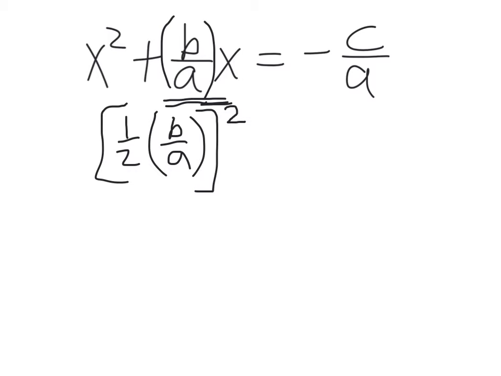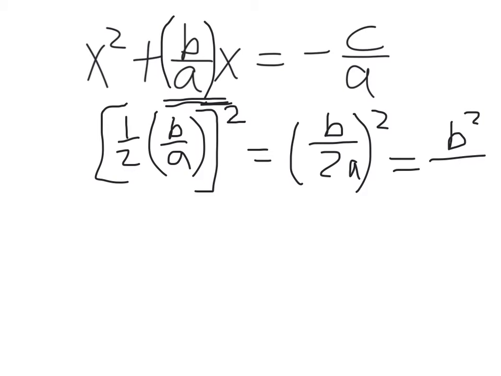Okay. So 1/2 of b over a would be b over 2a. I'll go ahead and write that part in there. That's going to be an important part of the final form here. And then squaring b over 2a, we get what? Make sure we square 2a, b squared over 4a squared. So what we do with completing the square, we add that to both sides of the equation.